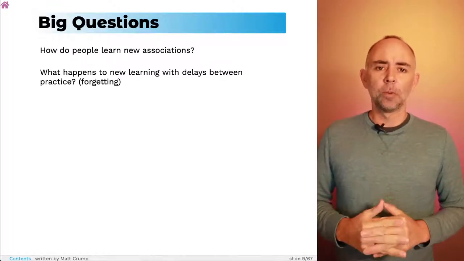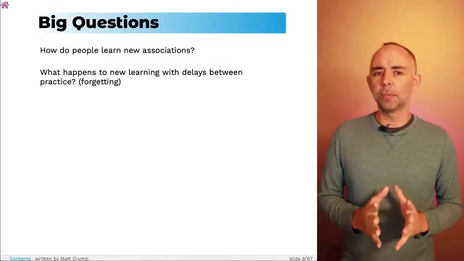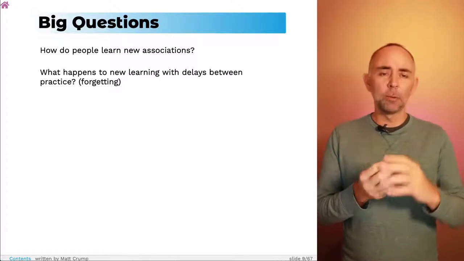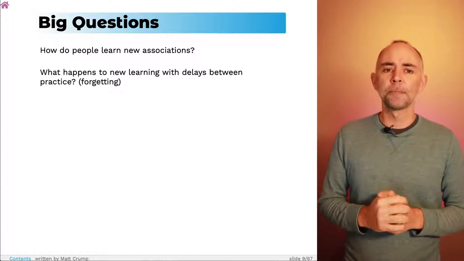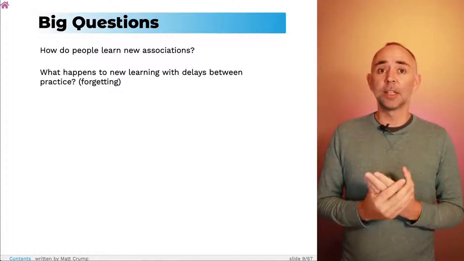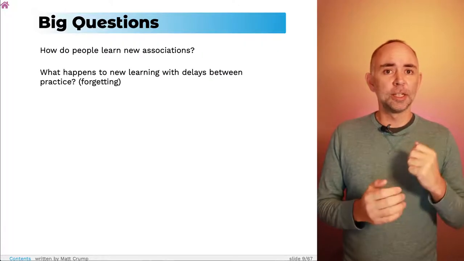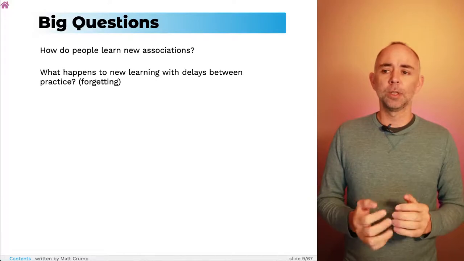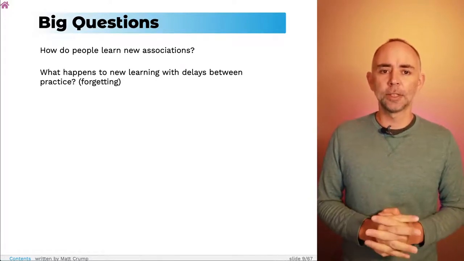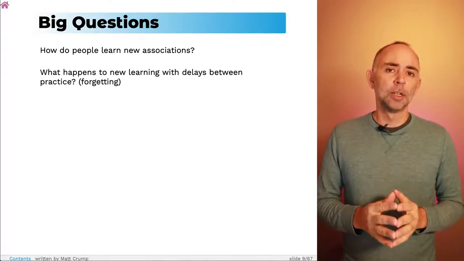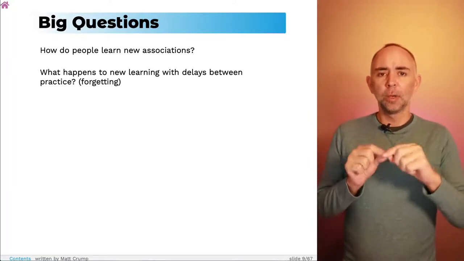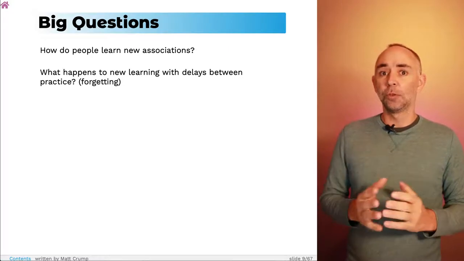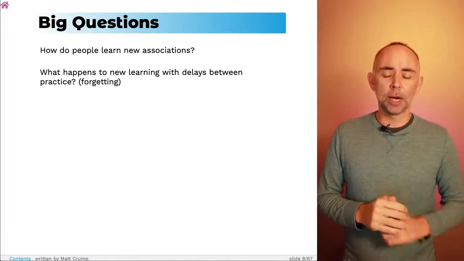Here were some of his big questions. 1, how do people learn new associations? If we think about the time period, and we think about other things we've learned in this course, he is thinking about associationism, and he's wondering if we can experimentally study how people form new associations. He was also interested in what happens to learning about new associations with delays between practice. In other words, do you forget things when you're not practicing them?